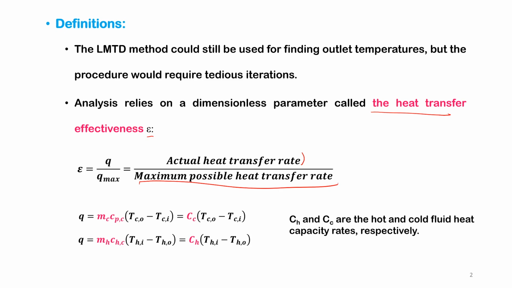So the actual heat transfer rate, Q, is simply m Cp delta T, for the cold side and for the hot side. We can combine m times Cp as capital C, the product of mass flow rate and Cp. So capital C for the cold side, capital C for the hot side, and Q is equal to basically C times delta T for the cold side or delta T for the hot side. Okay?